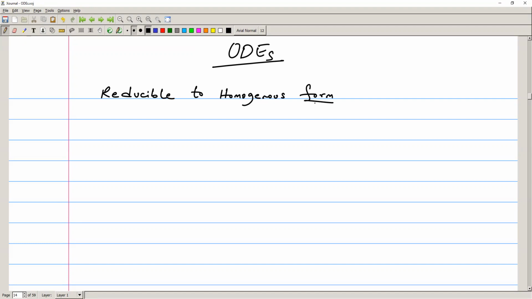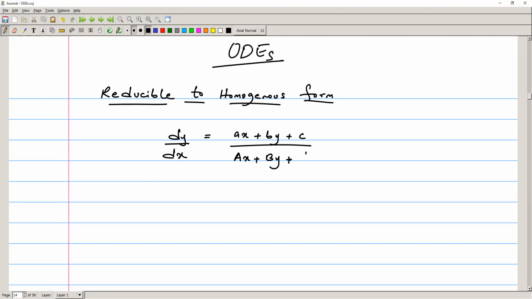So let's see the idea of transforming the equation. Assume that an equation of the type is given, that is (ax + by + c) over (ax + by + d), right? We can see that due to the presence of these constants, this equation isn't a homogeneous equation.